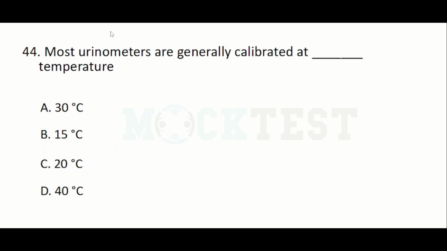Next, most urinometers are generally calibrated at dash temperature. Option A 30 degrees Celsius, option B 15 degrees Celsius, option C 20 degrees Celsius, option D 40 degrees Celsius. Option B, 15 degrees Celsius.